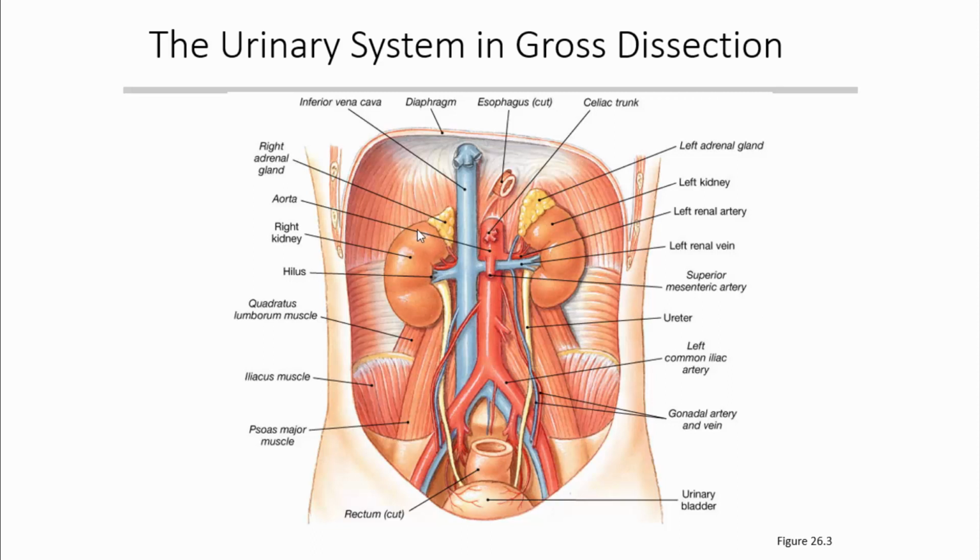And so again, we see the right and left kidneys. We can see the adrenal glands sitting on top of the kidneys. Here's the renal veins, again, sitting on top of the renal arteries. And here are the renal arteries coming off the aorta, and the renal veins feeding into the inferior vena cava. Here again are the ureters coming down to the urinary bladder.